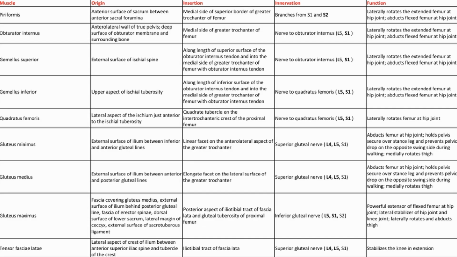So in here you have two groups mainly. You have the deep group of muscles, which are mainly lateral rotators of the femur and the hip joint, and that includes, again, the piriformis, obturator internus, gemellus superior, gemellus inferior, and quadratus femoris. Then you have the more superficial group of the larger muscles, which mainly abduct and extend the hip, and those include gluteus minimus, gluteus medius, and gluteus maximus. An additional muscle in this group is the tensor fasciae latae, which stabilizes the knee in extension by acting on the specialized IT band.